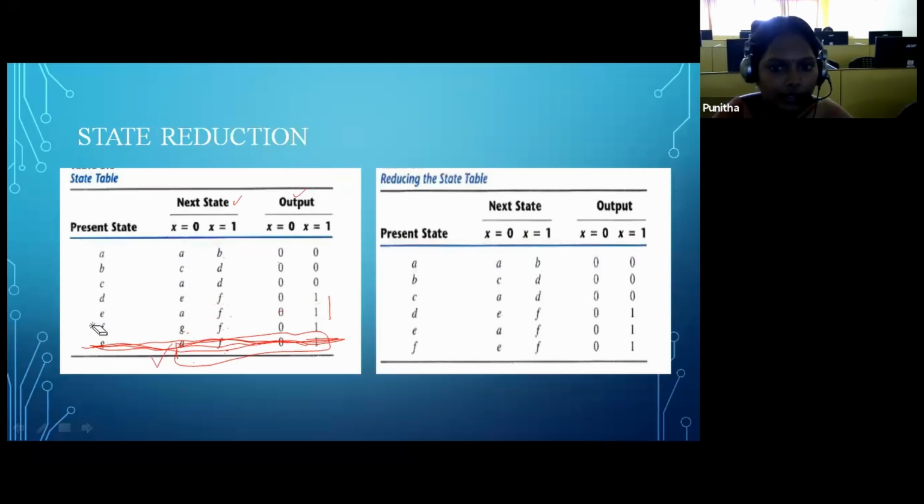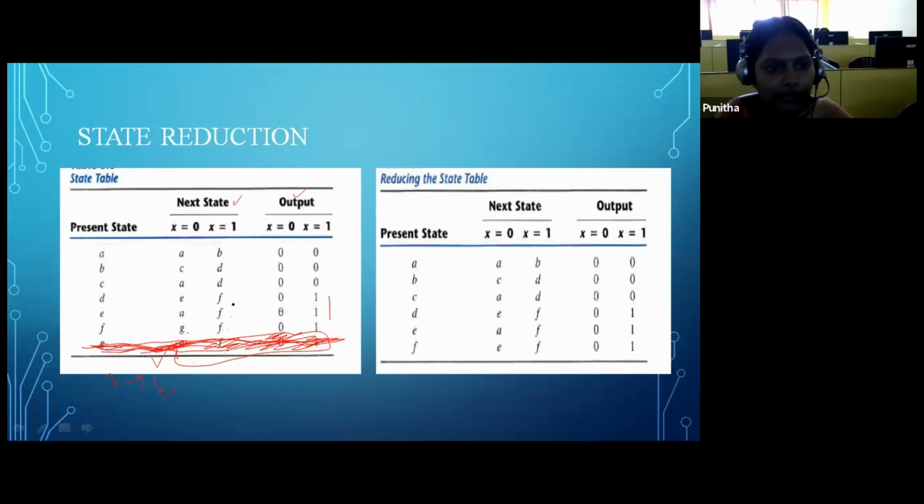Yes, I have deleted the whole line, and in doing so I have reduced one state, right? Already I had 1, 2, 3, 4, 5, 6, 7 states. Now I have reduced to 6 states because this state I have eliminated.